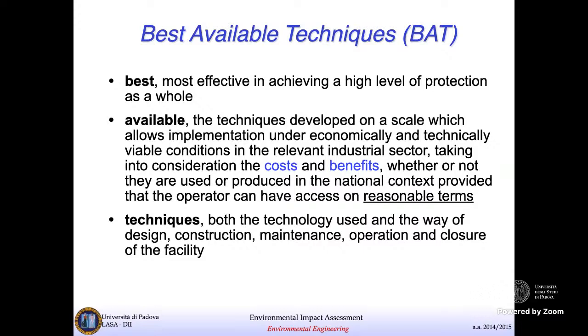Available means we do not pretend to eliminate totally the effect of industrial activities. Instead, the focus is preventive and is that of reducing the effects on reasonable terms by the availability of the techniques. Techniques means both the technology used and the way of design, construction, maintenance, operation, and closure of the facilities. So it is really a technical guideline that is applied to industrial facilities.